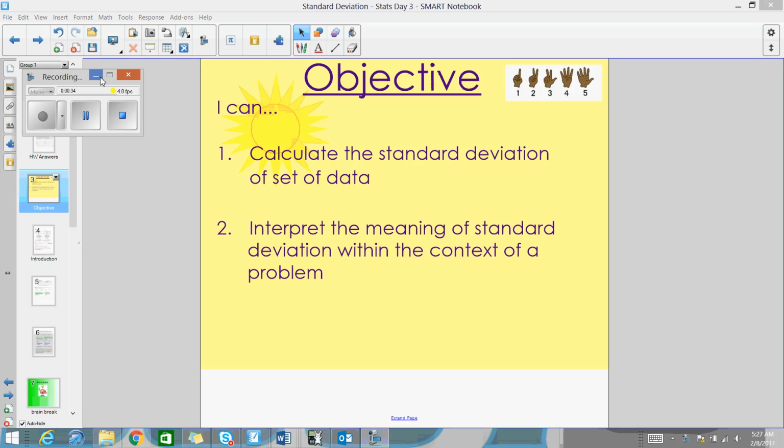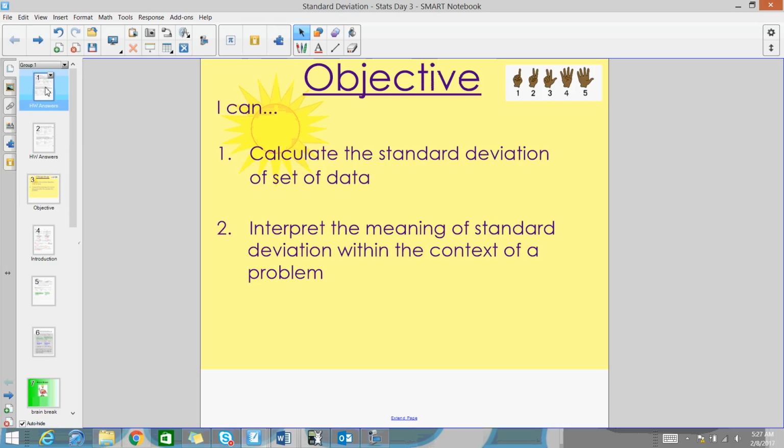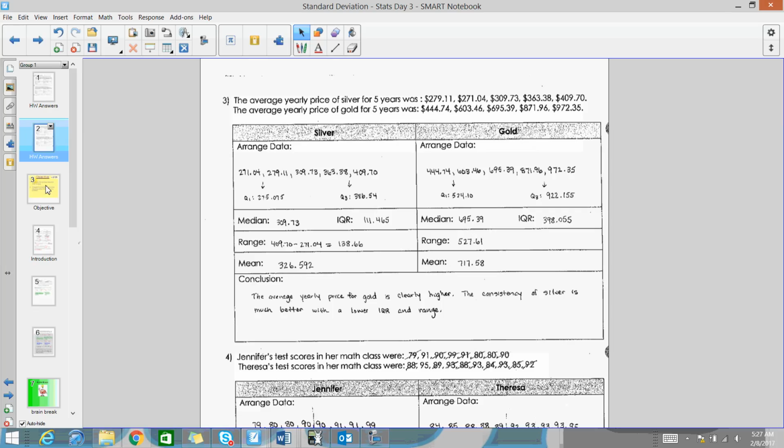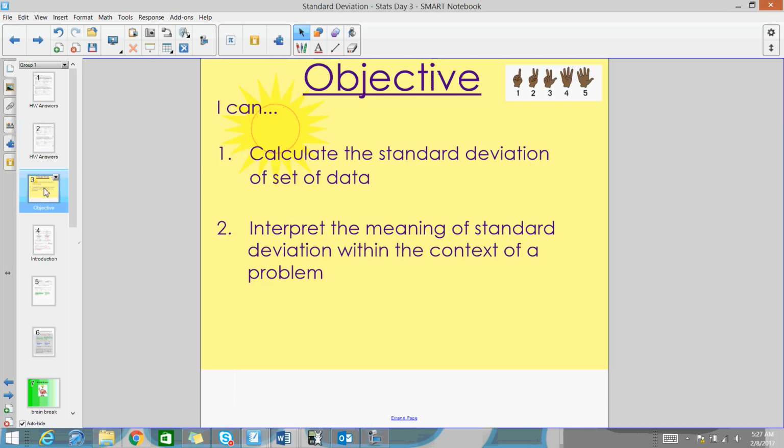So what you should do right now before we get started is check over your answers from last night. I put the answer key that looks like this on Google Classroom, so you should check over your answers both front and back. I'm not going to show you the answers now. You should do that on your own. Check your answers and then come back here and we're going to get started on this.